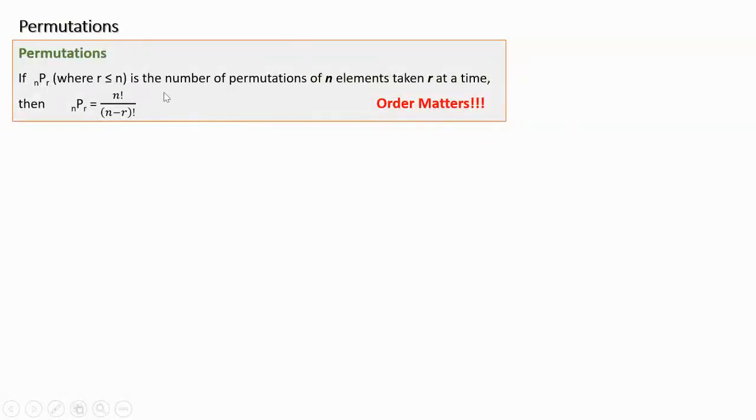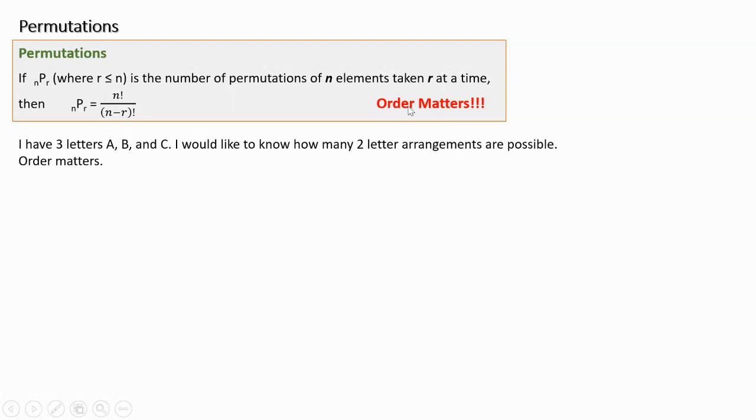Now this is the formula for permutations. If nPr, where r is less than or equal to n, is the number of permutations of n elements taken r at a time, then this is my formula: nPr is equal to n factorial divided by (n minus r) factorial. And here order matters. That's a key word.